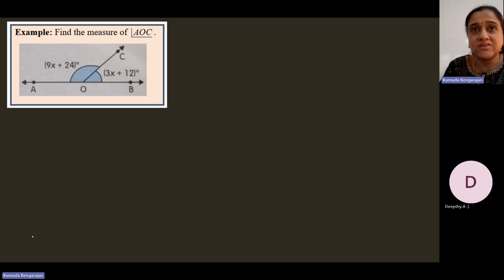Only if the angles are adjacent angles, they can form a linear pair. All adjacent angles need not form a linear pair. Okay, when we take up different situations, we'll understand. Let me not shove everything into your mind now. So here do we understand that angle AOC and angle BOC are adjacent angles? They also form a linear pair. Linear pair of angles are supplementary. That means the two angles add up to 180 degrees.